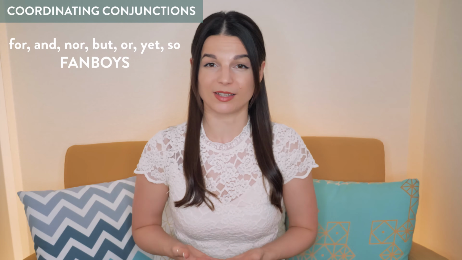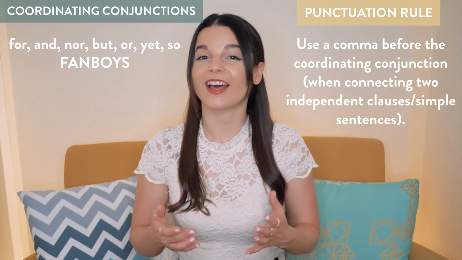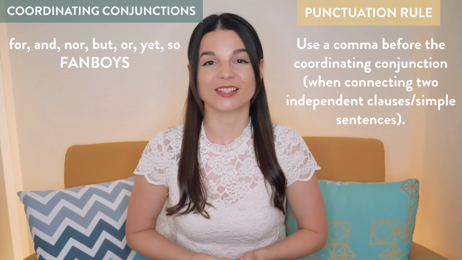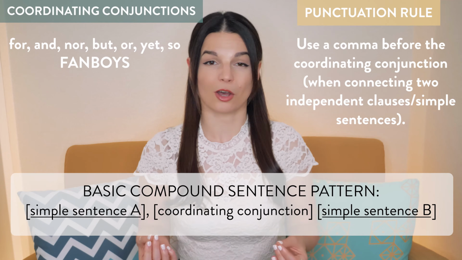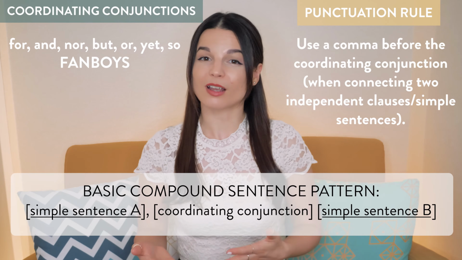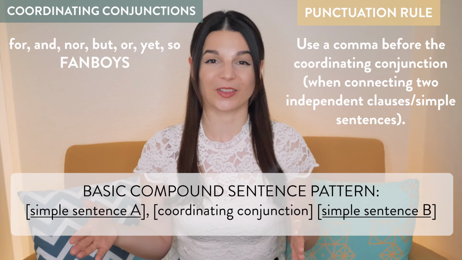When we use a coordinating conjunction to connect 2 simple sentences, we also need to make sure we correctly punctuate the sentence. In this case, the punctuation rule is very simple. Add a comma before the coordinating conjunction. Our earlier example sentences do this. The basic pattern we see here is simple sentence A, comma, coordinating conjunction, simple sentence B. Most compound sentences will follow this rule, even if the independent clauses are quite long.